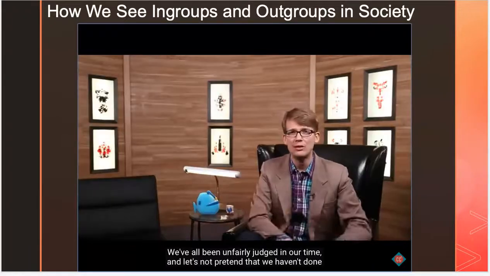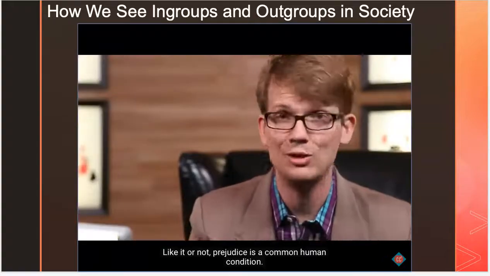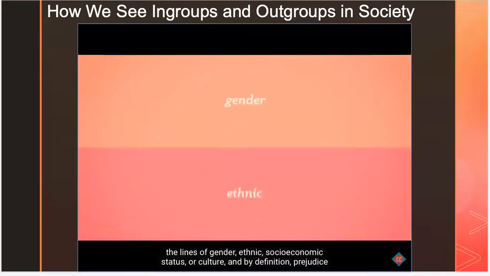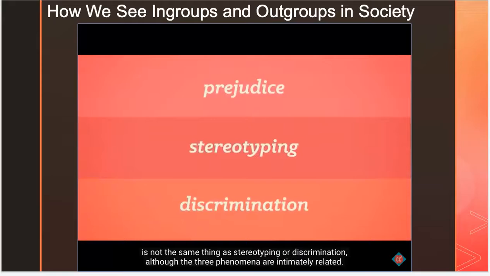We've all been unfairly judged in our time, and let's not pretend that we haven't done our fair share of uninformed judging too. Like it or not, prejudice is a common human condition. Prejudice just means prejudgment. It's an unjustified, typically negative attitude toward an individual or group. Prejudicial attitudes are often directed along the lines of gender, ethnicity, socioeconomic status, or culture. By definition, prejudice is not the same thing as stereotyping or discrimination, although the three phenomena are intimately related.